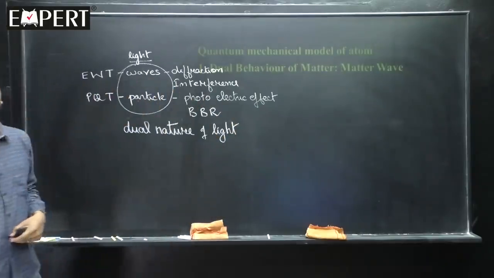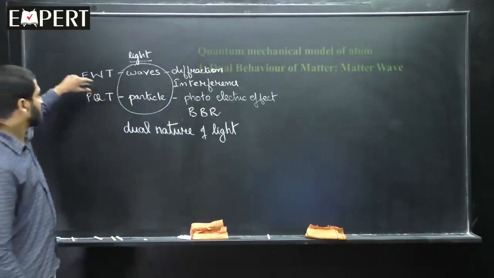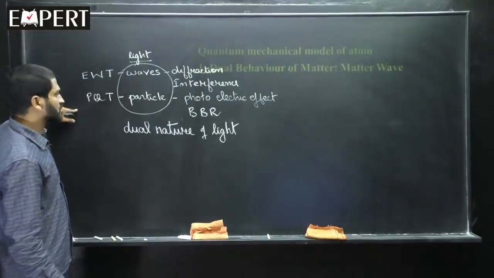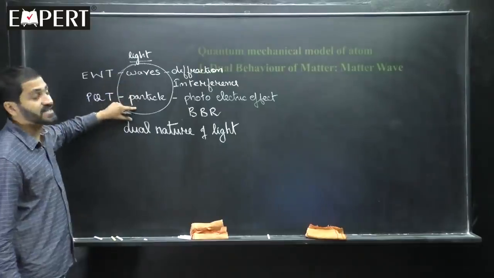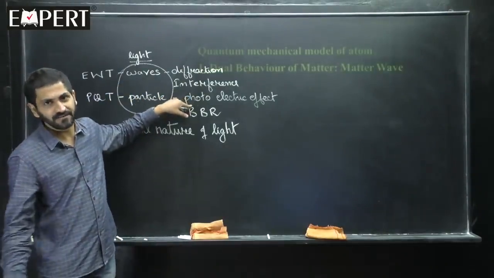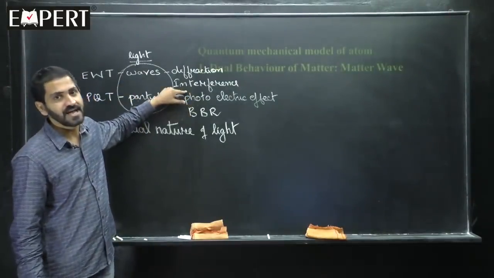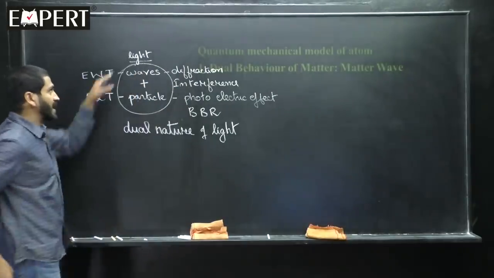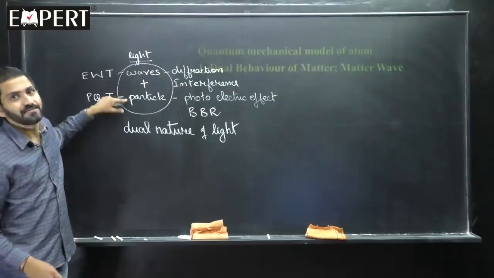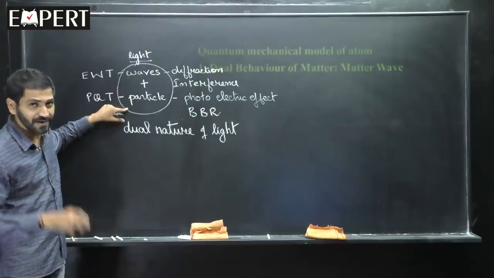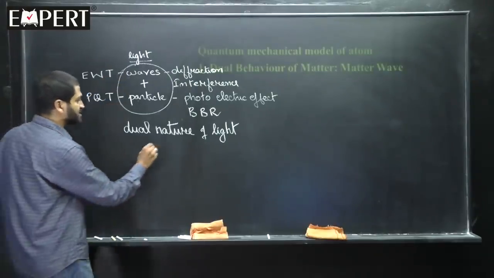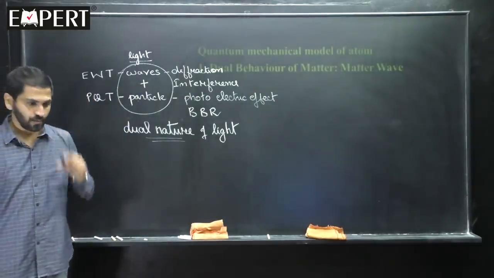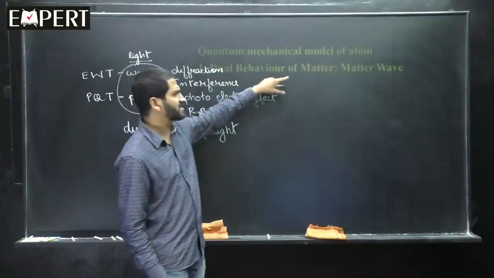Dual nature of light. So this is an example. Electromagnetic wave theory says that light has wave-like nature. Planck's quantum theory explains that it has particle nature, for which black body radiation and the photoelectric effect are examples. So together, light exhibits wave nature and particle nature. So you call it dual nature of light, correct? Now here it is given as dual nature of matter.